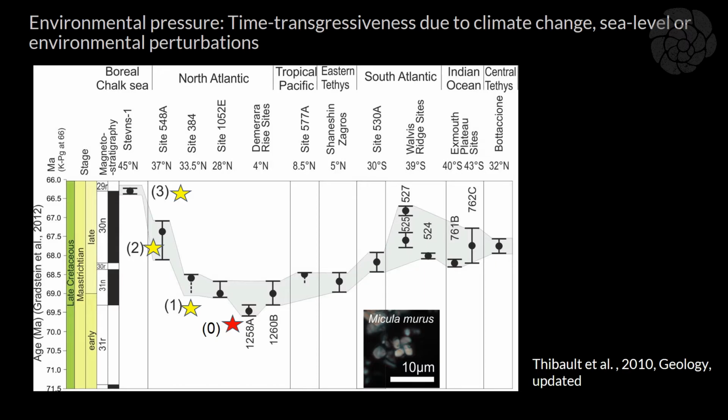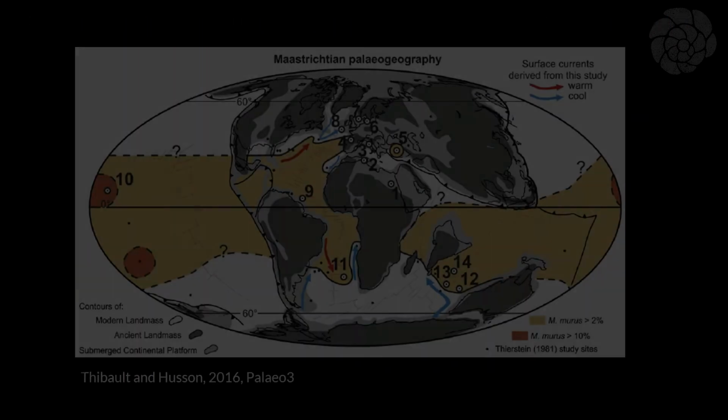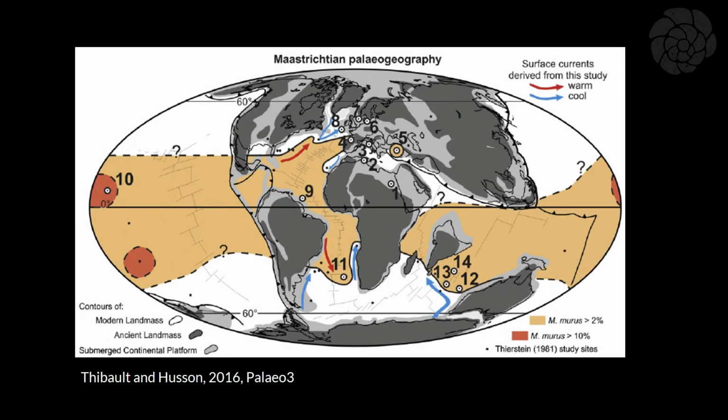So this is quite interesting, and of course, Micula murus is also a marker for the late Maastrichtian. So we need to be really aware of these patterns. There's no doubt that one of the reasons for these patterns is that the species had a strong affinity to warm temperatures, as one can see on this paleobiogeographic map. And the paleobiogeographic map of murus even shows some very interesting features when we look at the presence versus absence.